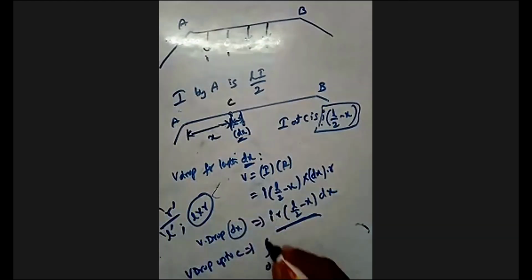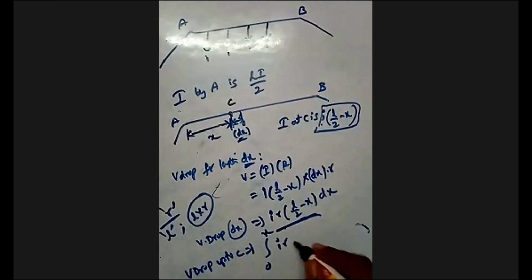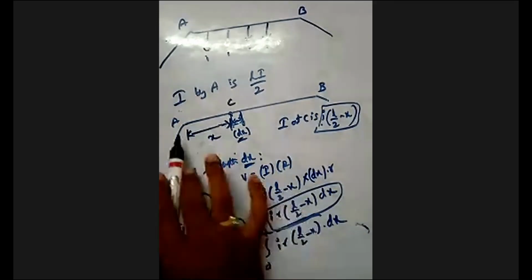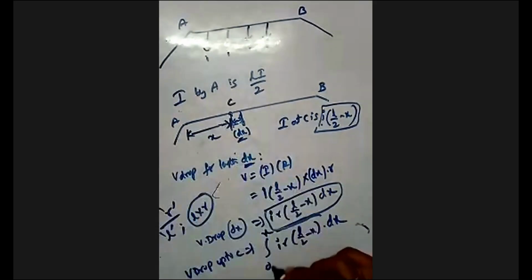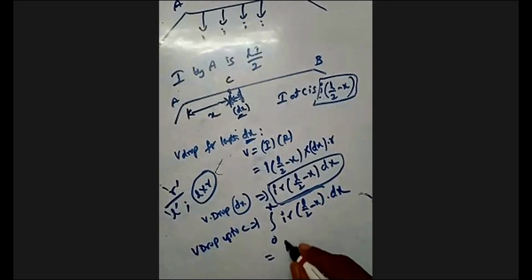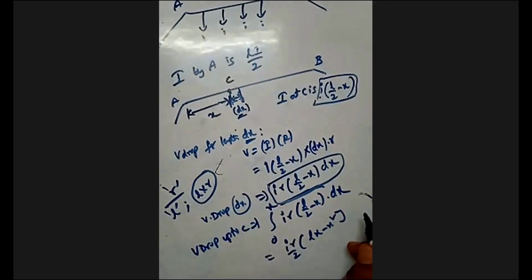So integration from 0 to x of I into R into (L by 2 minus X) into dx. This is the voltage drop for a small length dx. Now for a length of x, we need to integrate this with respect to x from 0 to x. If you integrate this, the value we got is IR by 2 into (Lx minus X square). This is the voltage drop up to C. Okay, you got the point?